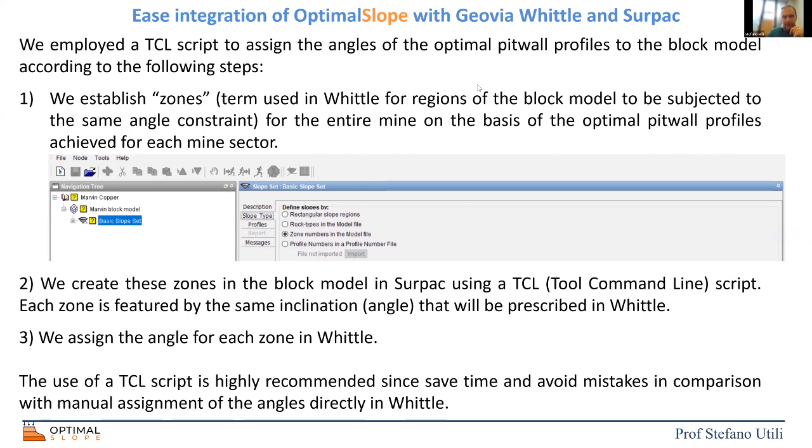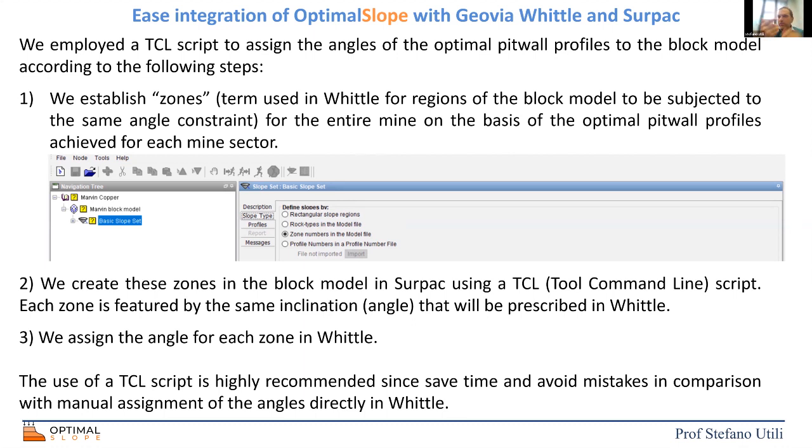So the idea is we run Optimal Slope, and then from Optimal Slope we have a simple script that automatically assigns to each block of the block model the inclination that comes out of Optimal Slope. So basically, in this way, there is no need to assign manually the inclination in the block model. We run Optimal Slope, and then we get the input applied straight away to Whittle.